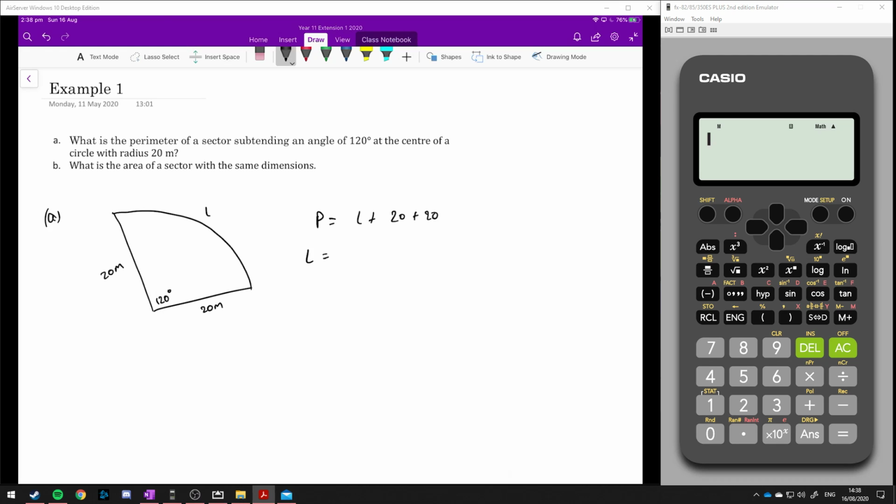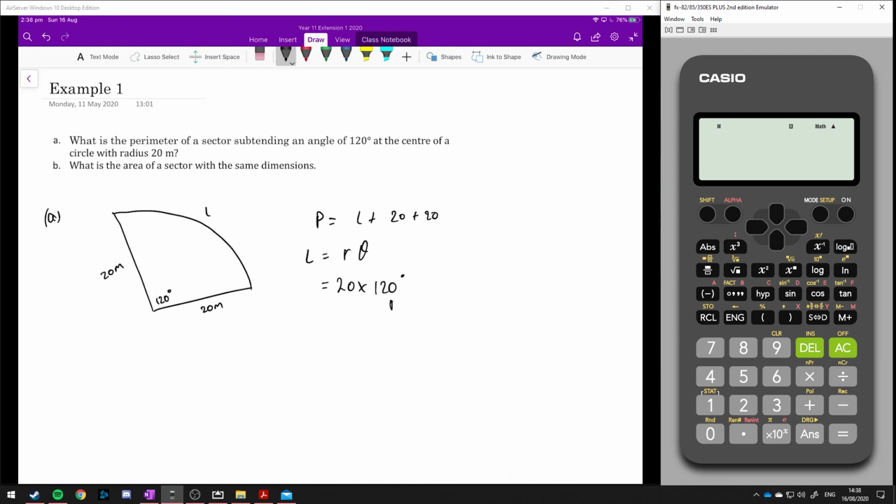Using the formula from before, the arc length is equal to r times theta. This is in radians, you need to make sure it's in radians. So r is 20 times 120 degrees, and that should give us, that's too big. Of course, we need to change the 120 degrees into radians. Why didn't I think of that?